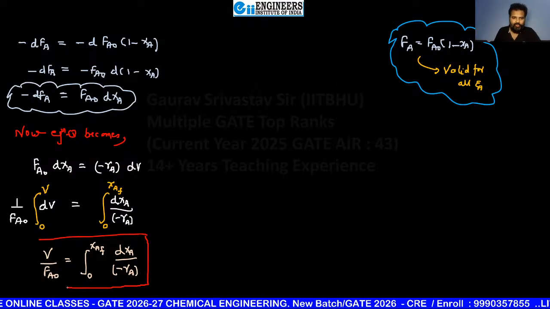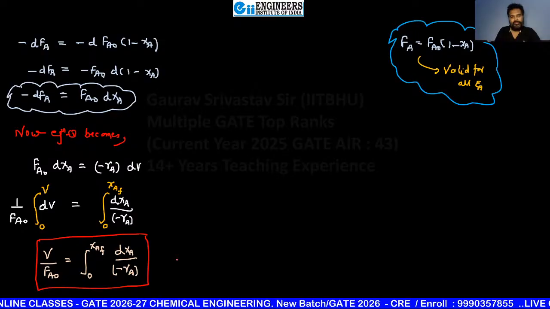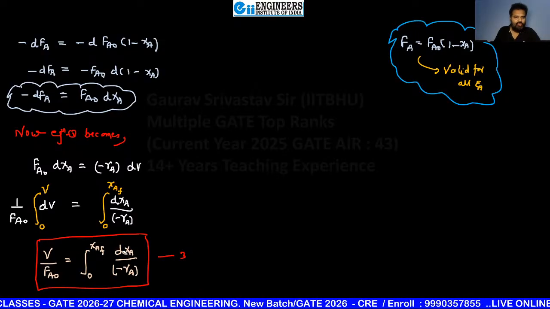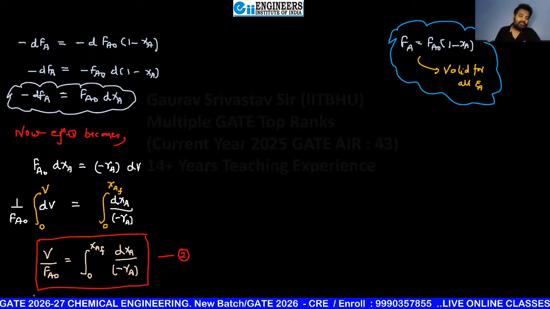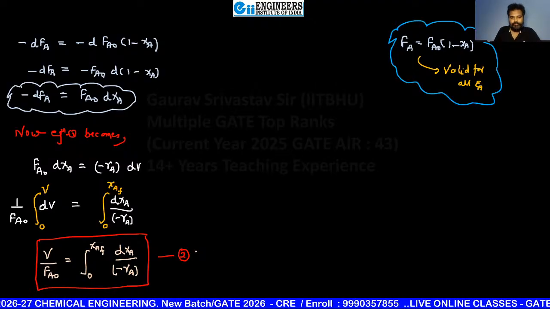And now this is your final expression, beta. This equation number 3, I think not 3, it's 2. This equation number 2 is known as the design equation for CSTR.